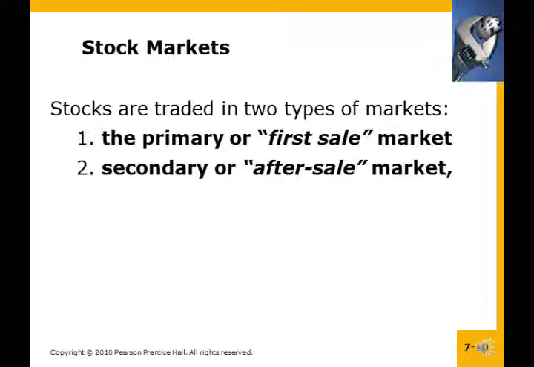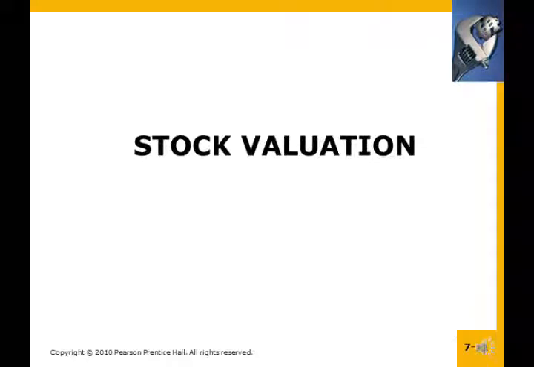So what about stock markets? Stocks are traded in two types of markets, the primary market and the secondary market. The primary market is for the first sale and the secondary market for after sale. We will begin stock valuation.